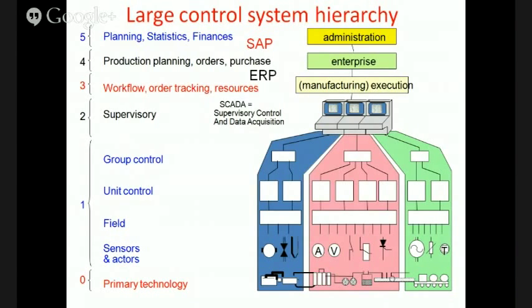Then one, that is the third level of control. Then the fourth level of control, as I said, is very, very important, which is enterprising. ERP is being introduced here. That means Enterprise Resource Planning. And finally, above that, we have the total management or the administrative automation, which is SAP.